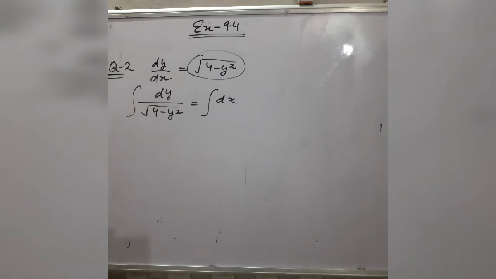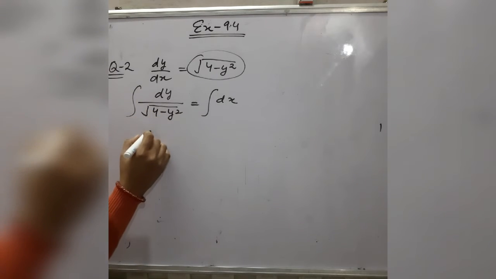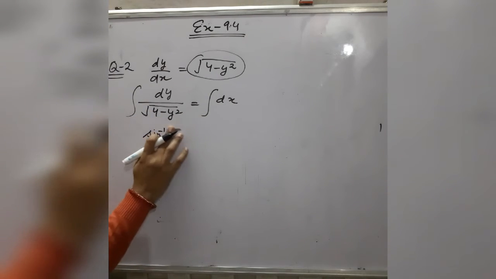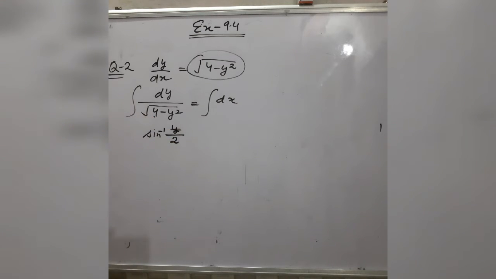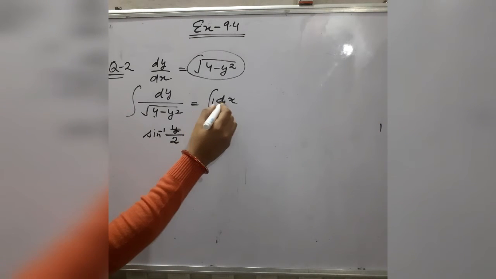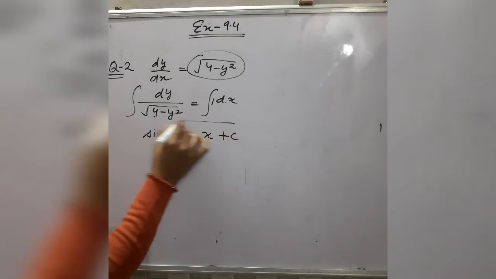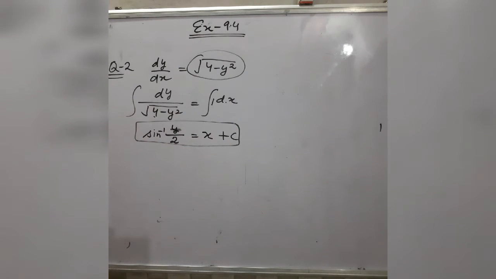In the next step, taking integration on both sides, this 4 can be written as 2 square minus y square, and all of you know that the integration of dx by root of (a square minus x square) is sine inverse x by a. So similarly here, the integration of this term will be sine inverse y by 2, since the variable is y and the constant term a is 2. And the integration of 1 with respect to x is x, and you will take a constant term c on one side. So this is the solution of the given differential equation.